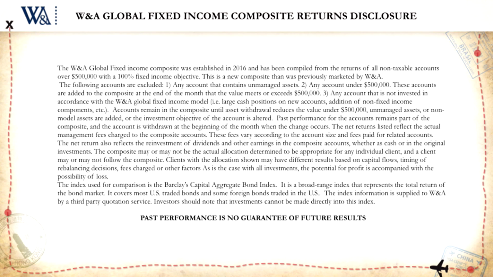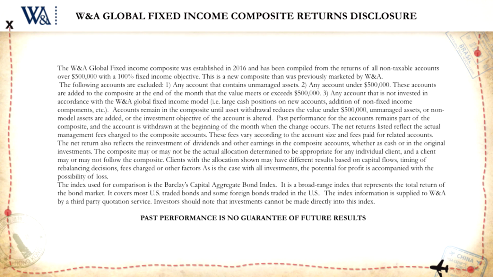These accounts are added to the composite at the end of the month that the value meets or exceeds $500,000. 3. Any account that is not invested in accordance with the WNA Global Fixed Income Model, i.e. large cash positions on new accounts, addition of non-fixed income components, etc. Accounts remain in the composite until asset withdrawal reduces the value under $500,000, unmanaged assets or non-model assets are added, or the investment objective of the account is altered. Past performance for the accounts remains part of the composite, and the account is withdrawn at the beginning of the month when the change occurs.